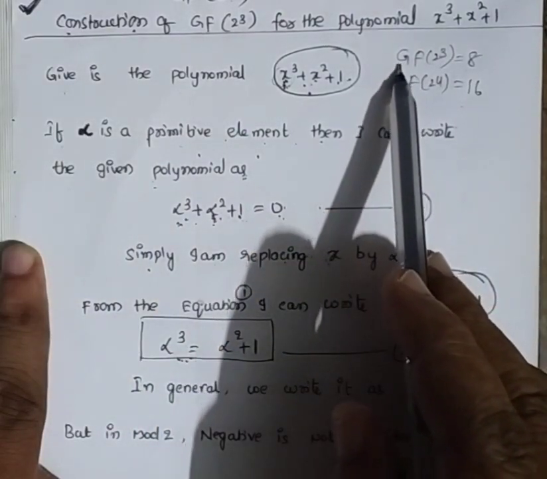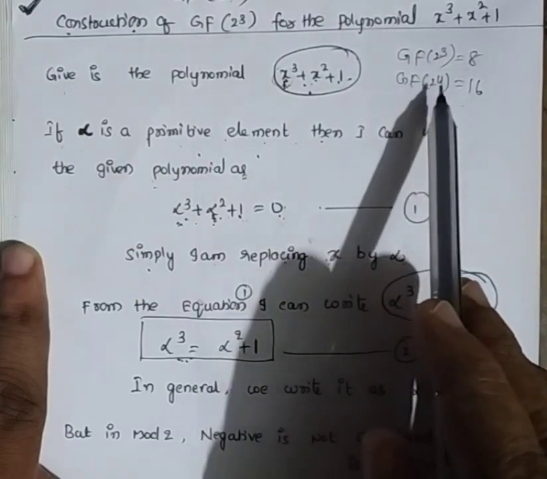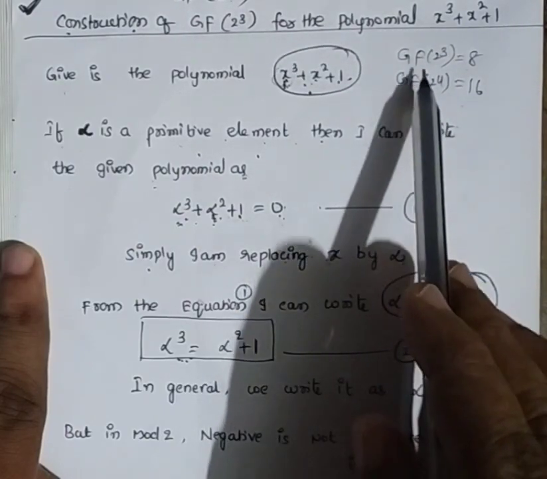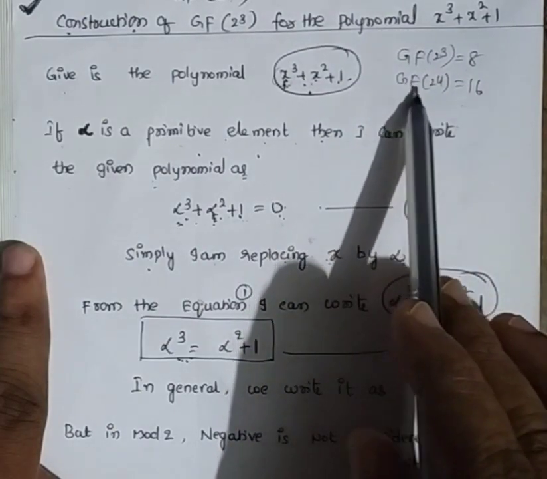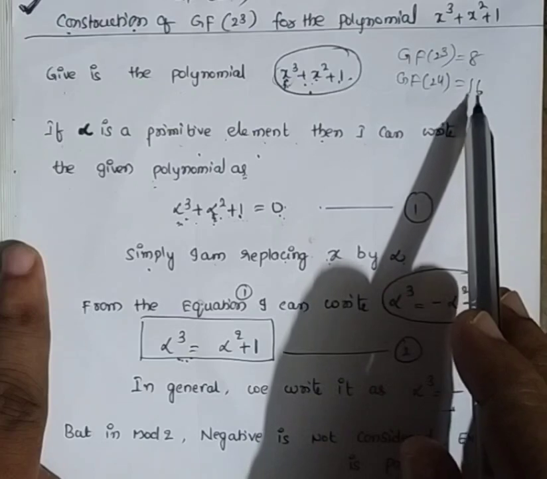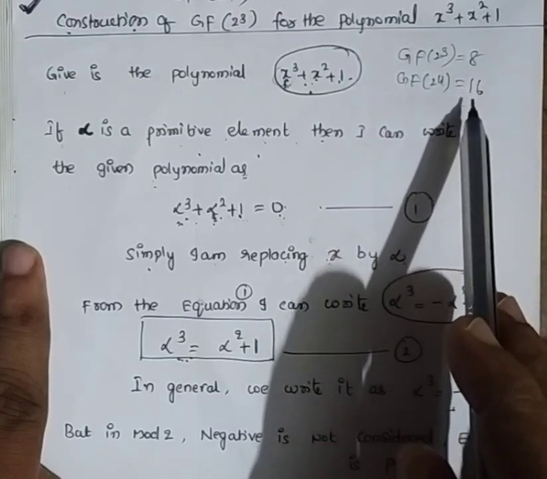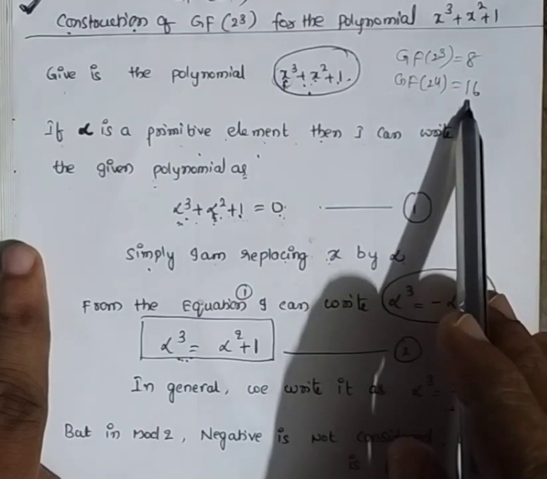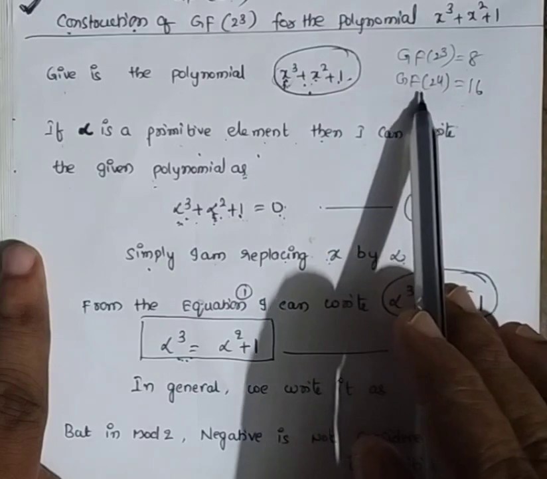Already we know about the Galois field 2 power 3 and Galois field 2 power 4. In the Galois field 2 power 3 we have 8 elements. In the Galois field 2 power 4 we have 16 elements. And we know the representation for the 8 elements, and we also know the representation for the 16 elements present in the Galois field of 2 power 4.